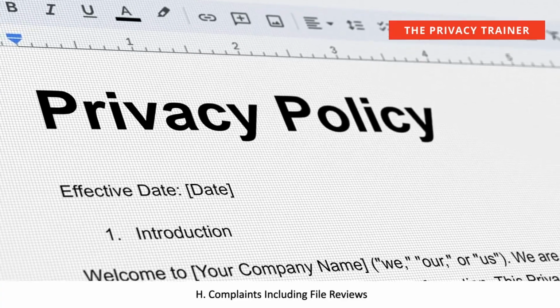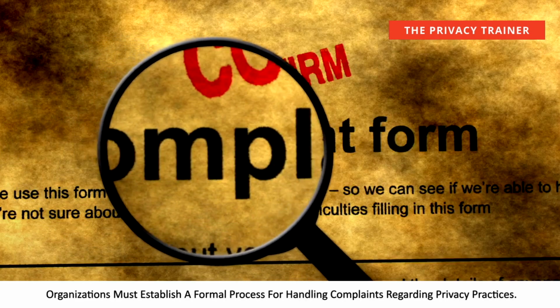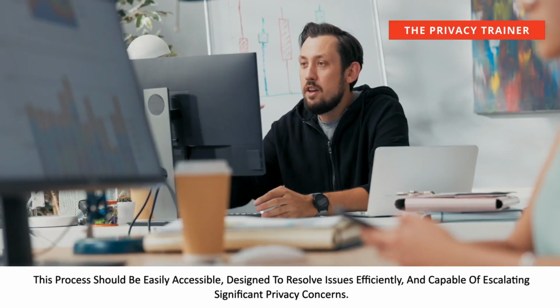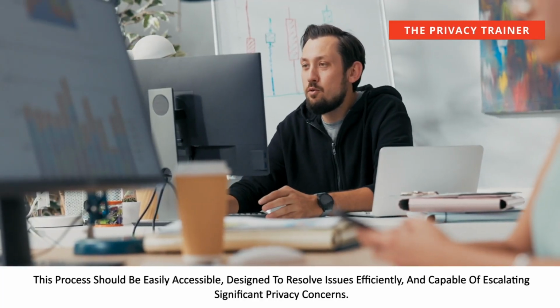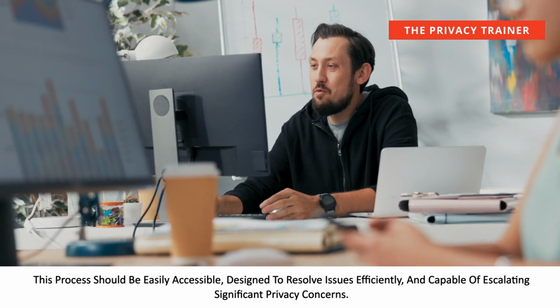H. Complaints, including file reviews. Organizations must establish a formal process for handling complaints regarding privacy practices. This process should be easily accessible, designed to resolve issues efficiently, and capable of escalating significant privacy concerns.